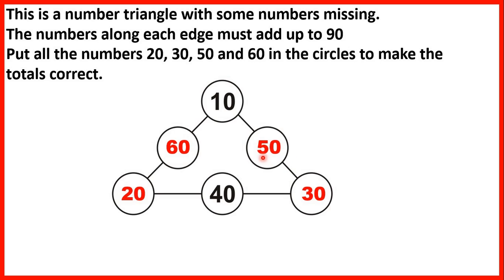And that means we need to use 50 here, because 10 plus 30 is 40, and then another 50 takes us to 90. There is another possible answer, because we could swap these numbers around, and then the total of our edges will still always be 90.